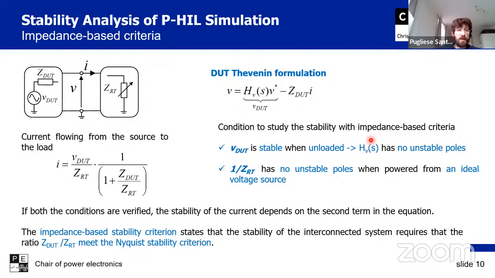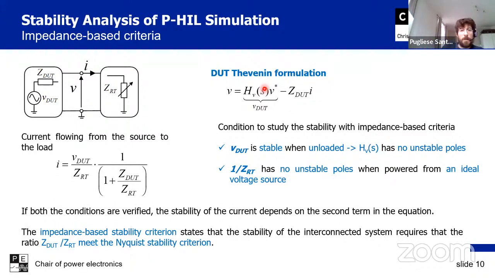I need to satisfy two conditions. The first condition is that my converter, my device under test, if it's modeled as a Thevenin equivalent, should be stable when it's alone, when it's connected to any load, to any plant. So it means that I'm designing the device under test to be stable, and this typically depends on the controller closed loop.